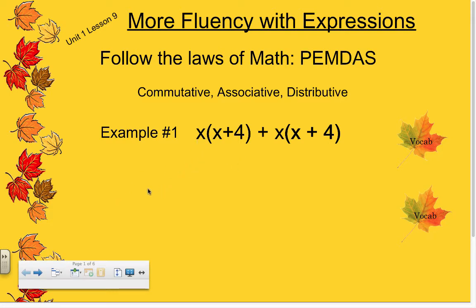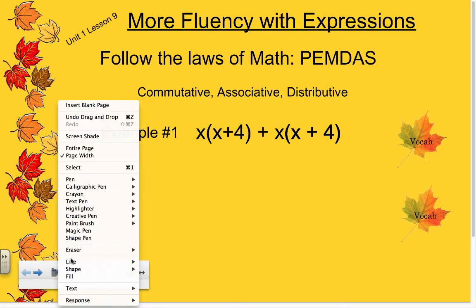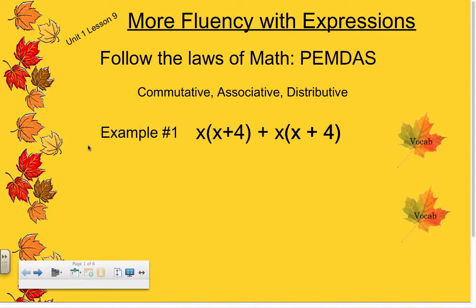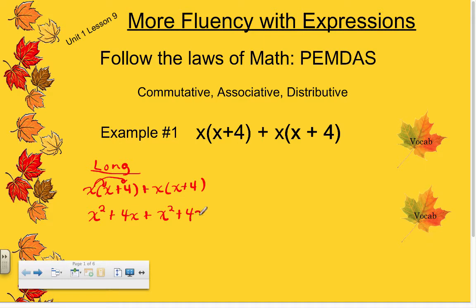Okay, for example, we've got our first problem right here. And we could do this one way. We'll call this the long way. There's nothing wrong with the long way. I could distribute. Everybody in this parentheses here gets an x. So an x times x, remember, is x squared, and a 4 times x is 4x. And I've got the same exact thing over here. X times x is x squared, and x times 4 is 4x.